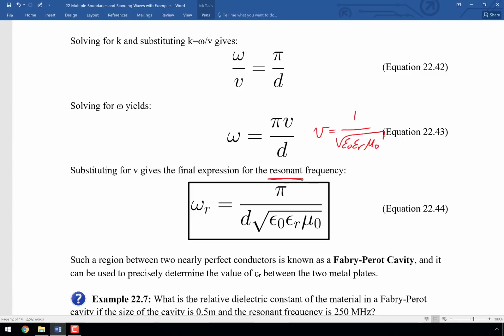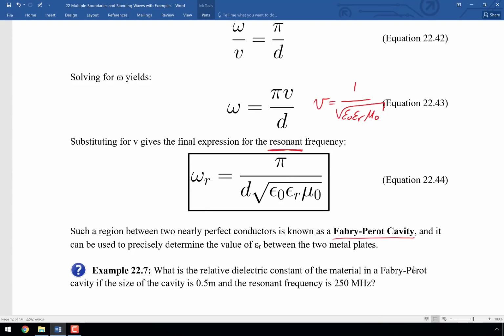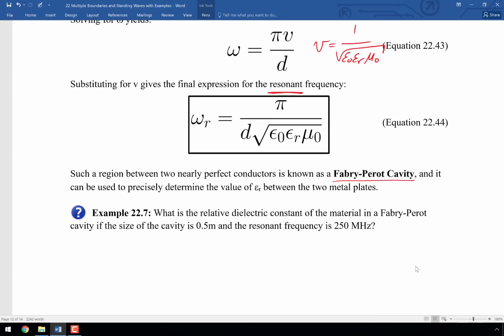So you move two pieces of metal very close together, and it turns out that a frequency is created in between them. If we have such a region between two nearly perfect conductors, that's known as a Fabry-Perot cavity. So for a Fabry-Perot cavity, we can determine what is the resonant frequency of any Fabry-Perot cavity.